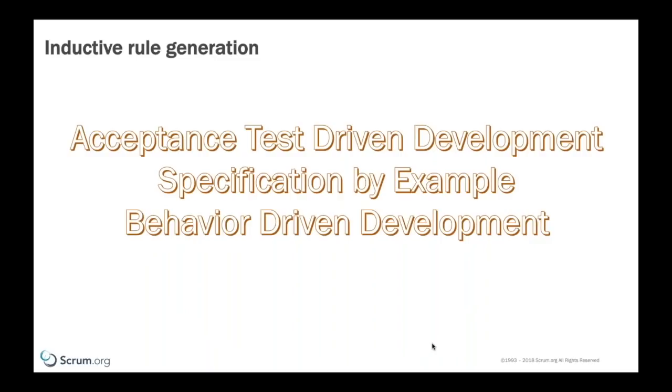So this is inductive rule generation by examples. Acceptance test-driven development, specification by example, behavior-driven development, according to the experts, and the people who actually came up with these three different nomenclatures, these are all the same thing. Just depending on what side of the pond you're talking at, they are called different things. This is from cucumber.io and their take on it.